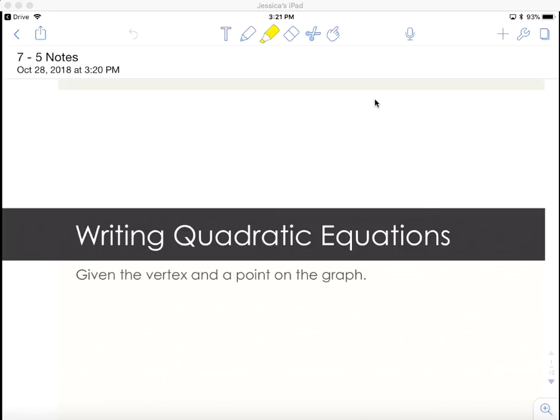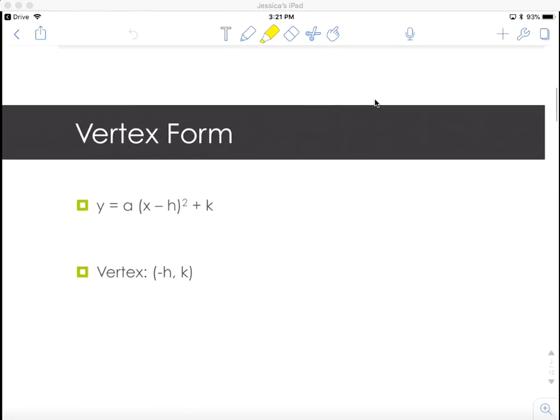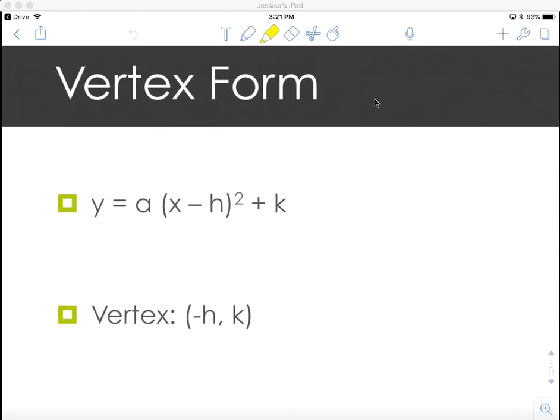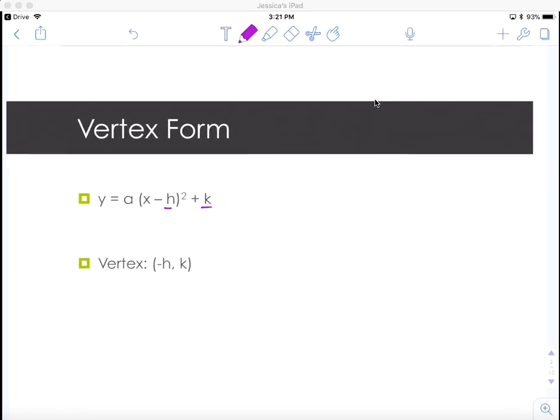This video will go over writing quadratic equations given the vertex and a point from the graph. In order to solve these, you need to have vertex form memorized, and you also need to remember that your vertex is the opposite of h and k, so you can pull your vertex straight from your formula. Let's look at a couple examples of this.